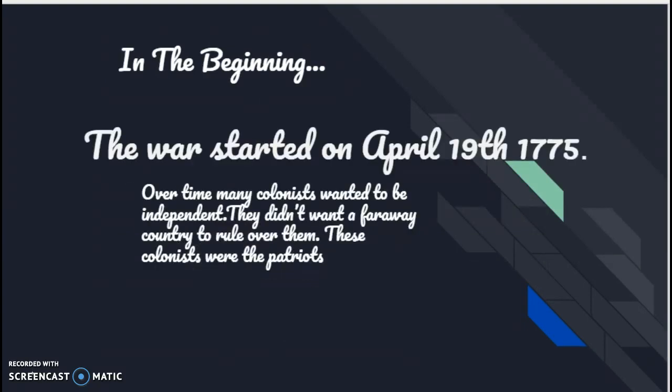In the beginning, the war started on April 19th, 1775. Over time, many colonists wanted to be independent, and they didn't want a faraway country to rule over them. These colonists were called the Patriots.